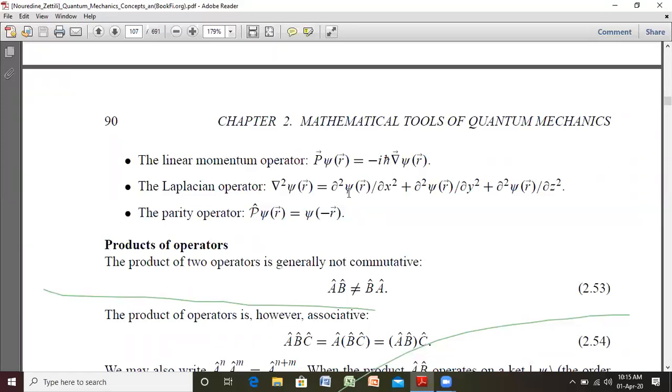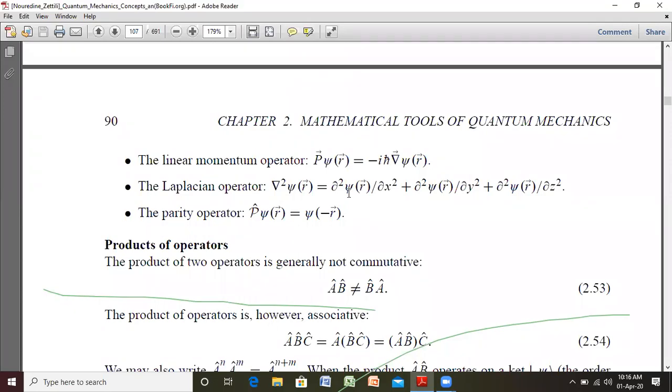Another example is the parity operator. The parity operator actually just gives the mirror image of the function. If you have a point plus r in a function, its mirror image will be at minus r.